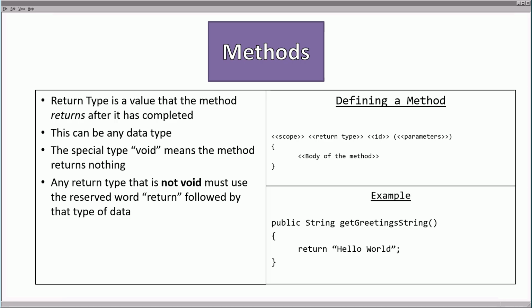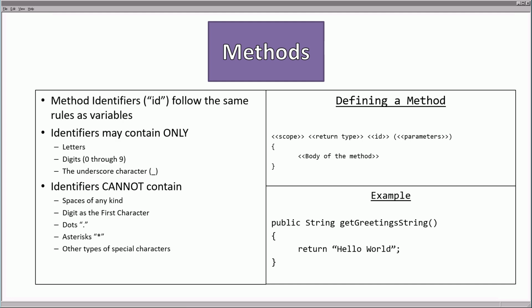You've also used methods that had return types as well. Think about this. Every time you called the method nextInt, that method returned an integer value. So keep in mind, the return type of a method indicates what information that method is going to return after it has been called. The method identifiers follow the same rule as variables.